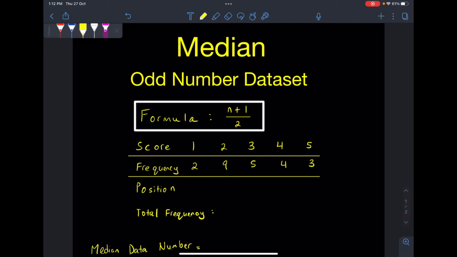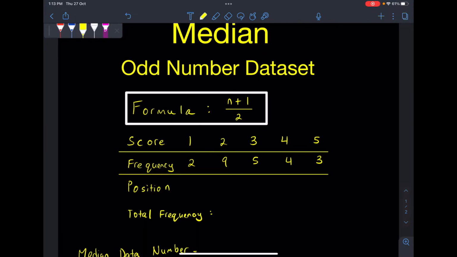So what do I mean by odd? Well, we have to find our total frequency first, right, before we begin. And if that is an odd number, we have to use this formula to find our median, right? Median just basically means it's the middle number of the data, right? So we're going to start by finding our position first and total frequency.